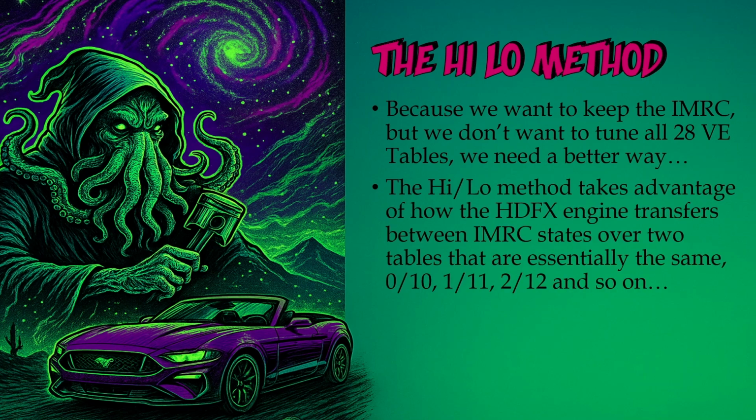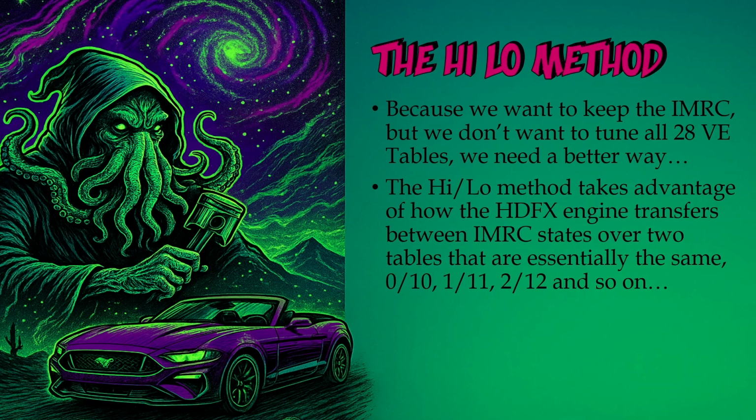So others may have discovered this, but I discovered it on my own. Basically it's this, and I describe it in the IMRC video as well. We take advantage of how the HDFX moves between the intake manifold runner control states, which are high and low, right? There is a load point in the file for the IMRC, and if it's under that load point, it closes it, and if it's above it, it opens it, right? And it's got a corresponding voltage.